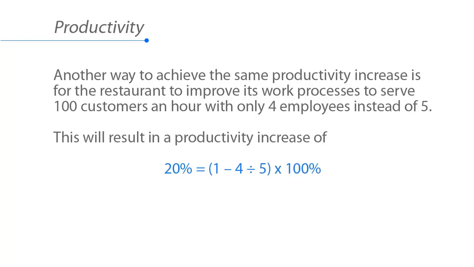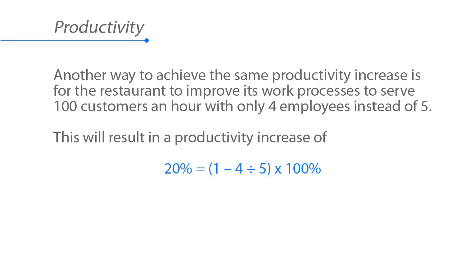Another way to achieve the same productivity increase is for the restaurant to improve its work processes to serve 100 customers an hour with only 4 employees instead of 5. So now we are reducing the number of employees instead of increasing the capacity of the equipment. This will result in a productivity increase of 20% as well.